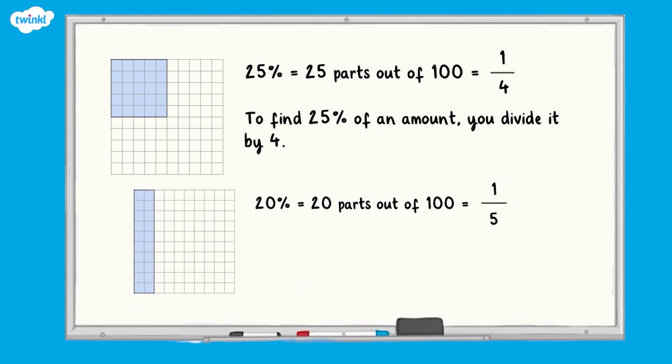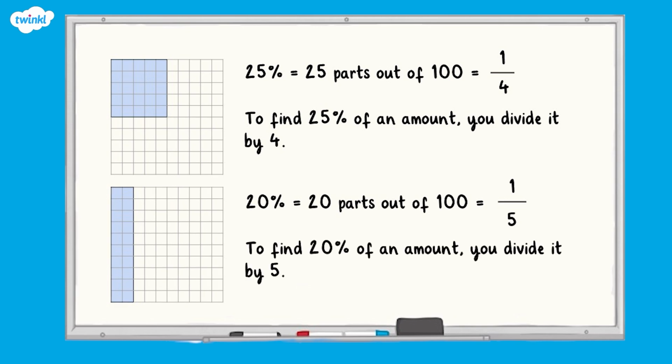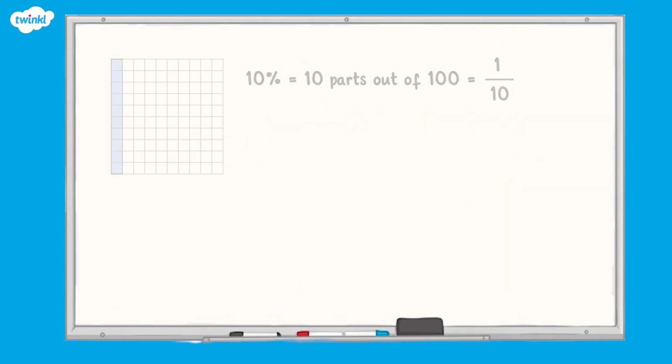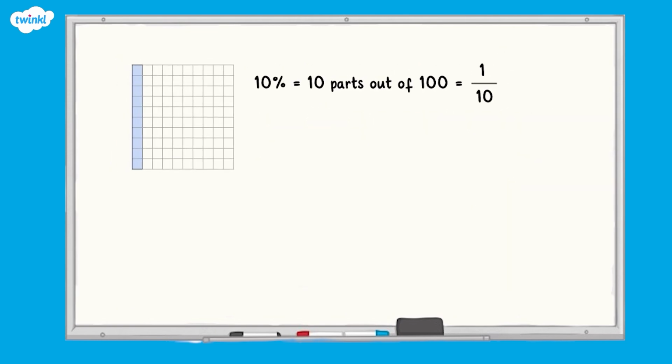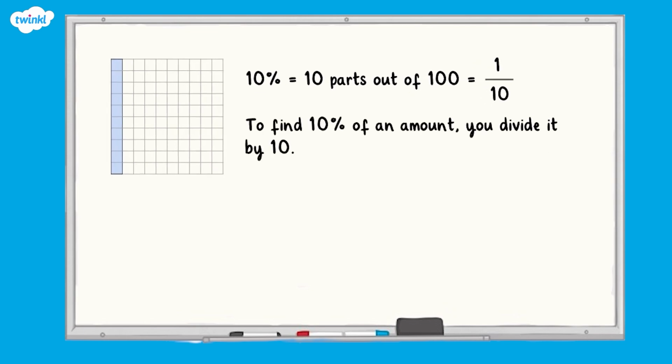20% is 20 parts out of 100. This is the same as 1/5. To find 20% of a number, we find 1/5 of it, or divide by 5. 10% is 10 parts out of 100. This is the same as 1/10. To find 10% of a number, we find 1/10 of it, or divide by 10.